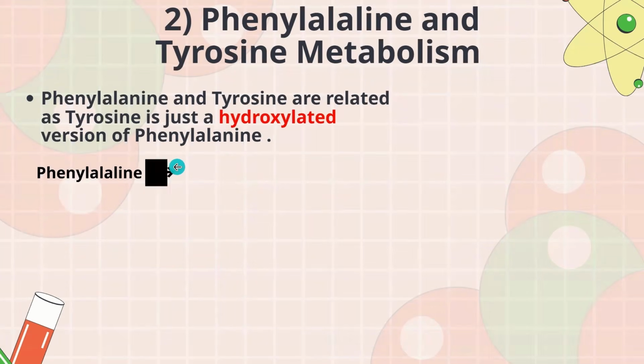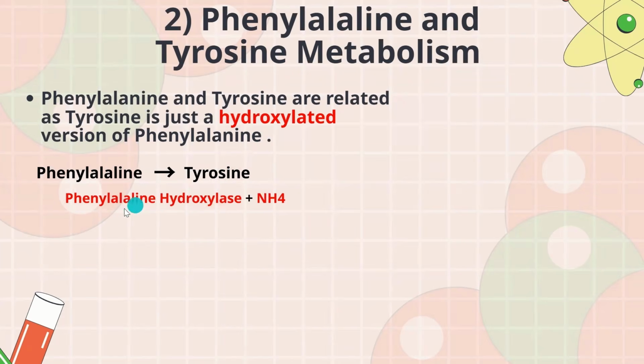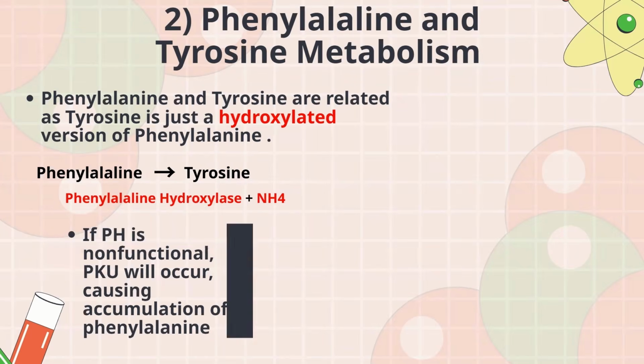Phenylalanine undergoes hydroxylation to tyrosine by phenylalanine hydroxylase and NH4. It uses NH4, but mainly focus on the enzyme phenylalanine hydroxylase to give a hydroxylated version of it to make tyrosine. Apart from that, if phenylalanine hydroxylase is non-functional, PKU will occur, causing accumulation of phenylalanine. We're going to get into this later, in lecture 21. I just wanted to give you guys a heads up. If this enzyme is non-functional, there is an increase of this, a decrease of this, and eventually you're going to end up with PKU, as you guys have heard before in other lectures.